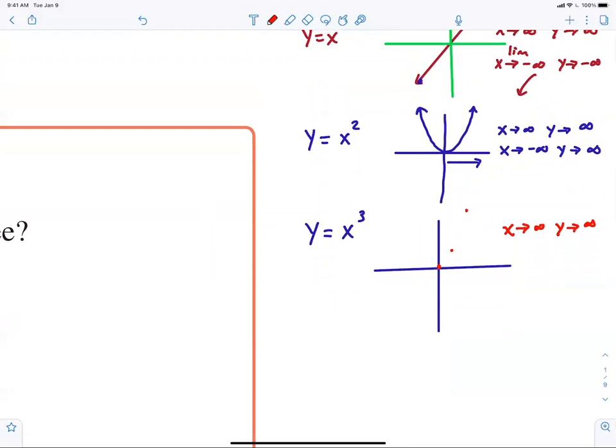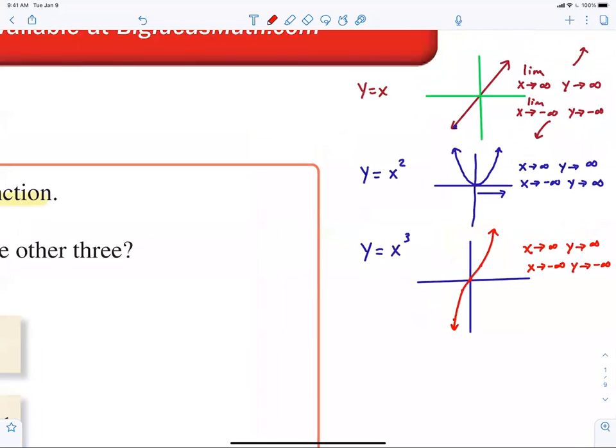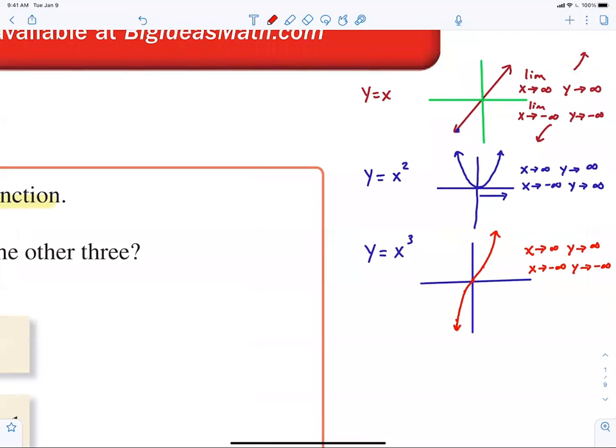Now plug -1 in. When you plug -1 in, you get what? -1. When you plug in -2, -8. So was there really anything difficult about graphing X cubed? No. X cubed looks like this. So we say as X approaches negative infinity, Y is approaching what? Negative infinity. That's how simple it is.